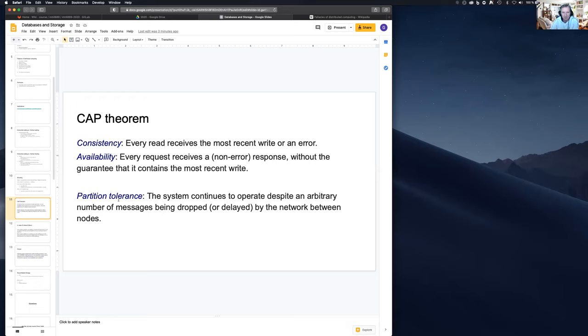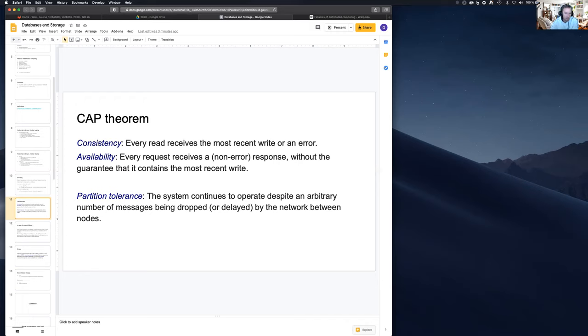Partition tolerance basically means that the network became unreachable, that some nodes of your distributed system became non-responsive, right? So then we have three properties. And the first one says that you have consistency. What does it mean?